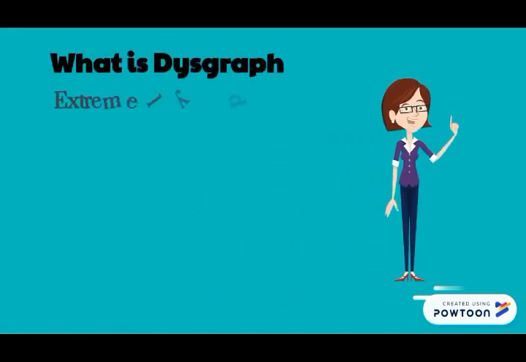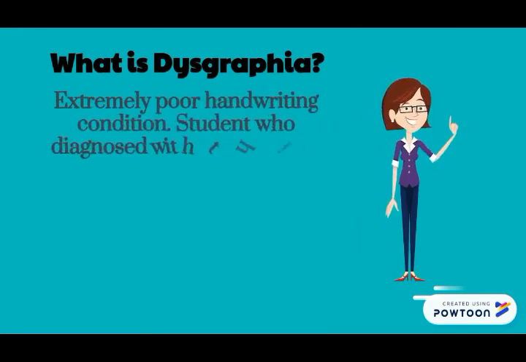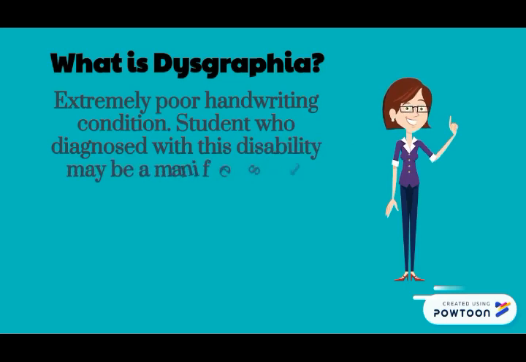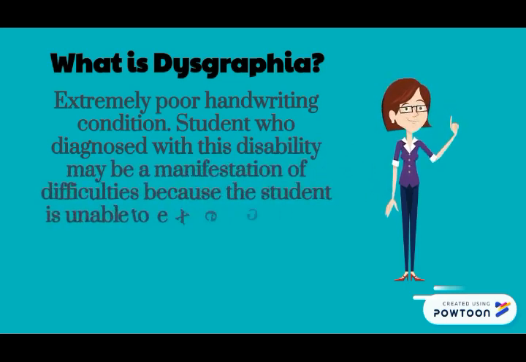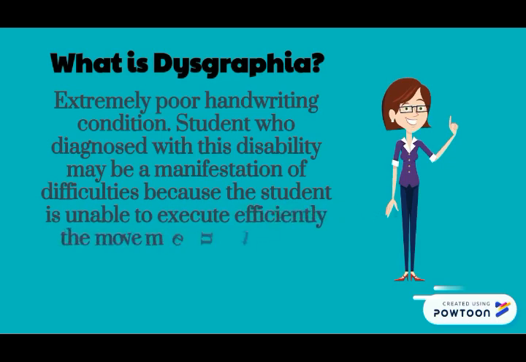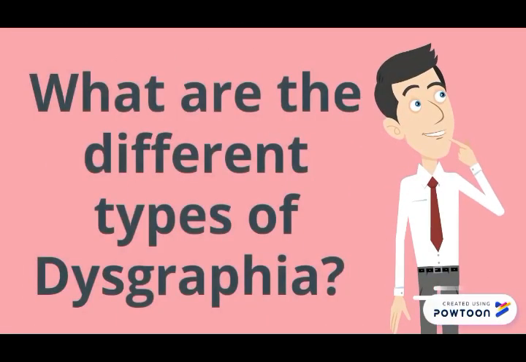Dysgraphia. What is dysgraphia? Extremely poor handwriting condition. A student diagnosed with this disability may show difficulties because the student is unable to execute efficiently the movements required to write or to copy written letters or some forms. What are the different types of dysgraphia?